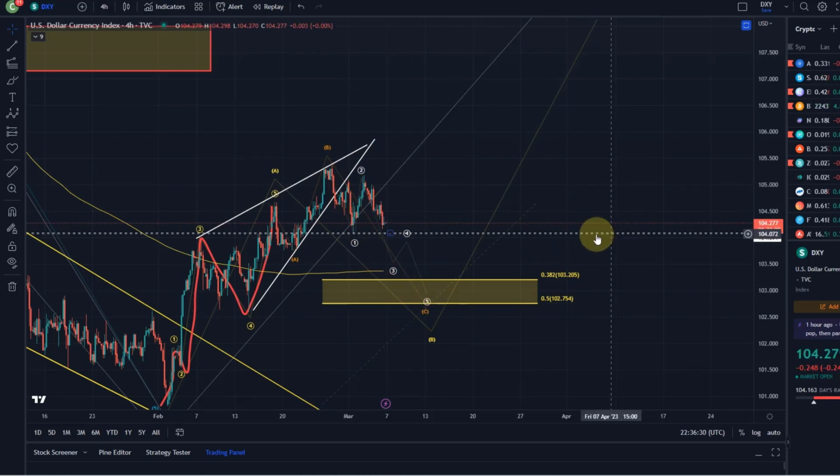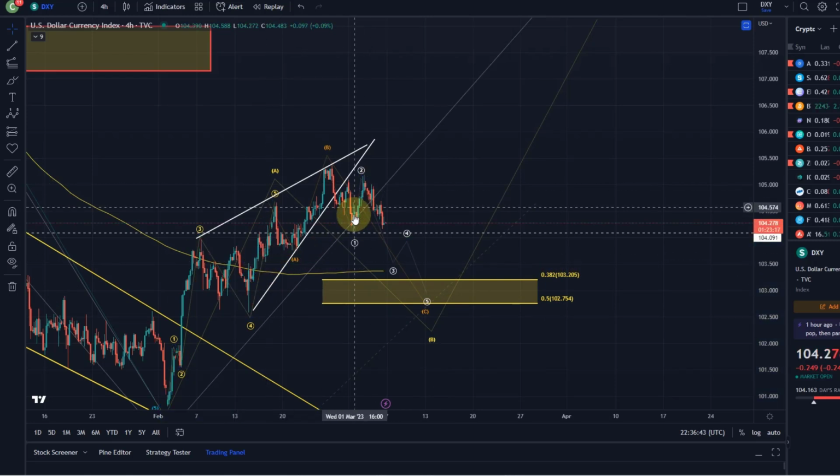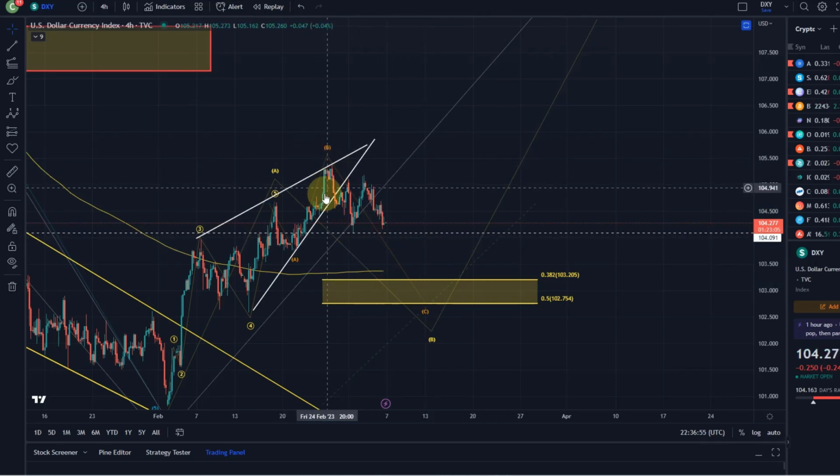But below 104.09, I would be looking at further downside, possibly all the way down to 102.75. Maybe not even that low. But at the moment, because it adds up a little bit better, I'd actually be looking at a slightly different count. That is my primary, as long as we're holding above this dotted line there, 104.09. I think we talked about this count before, and it would just be a slightly different one.